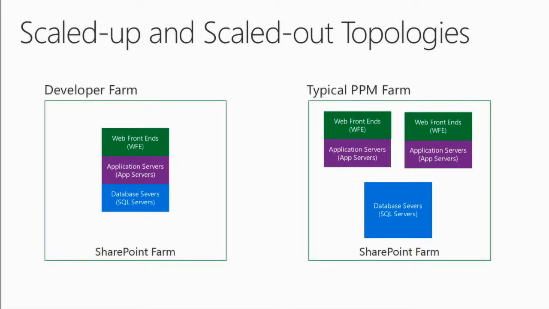What we've typically seen in the past is this configuration where you have your web front ends and your app tiers running on the same hardware and on the same VM, and then your SQL tier. And then our guidance has always been kind of 2 to 1.